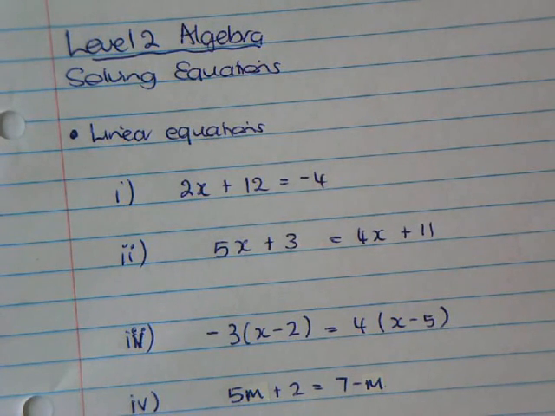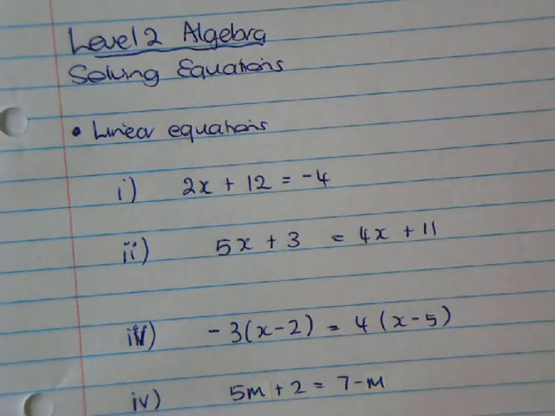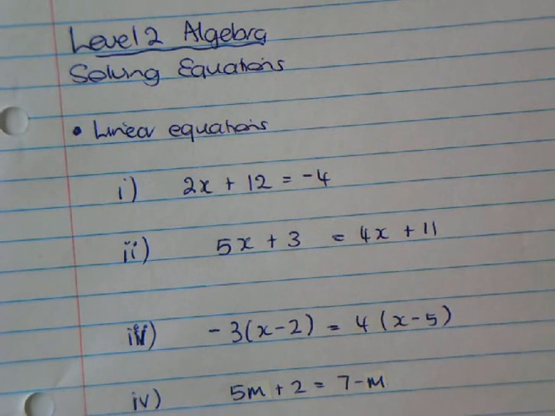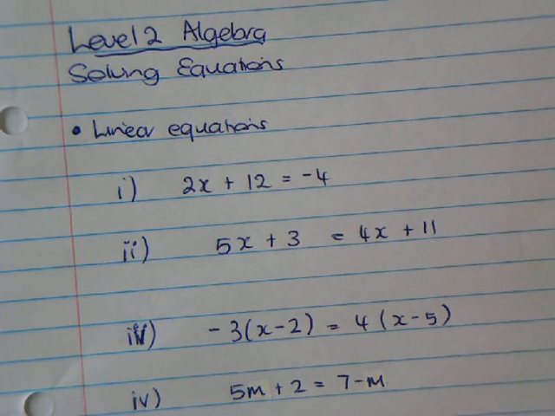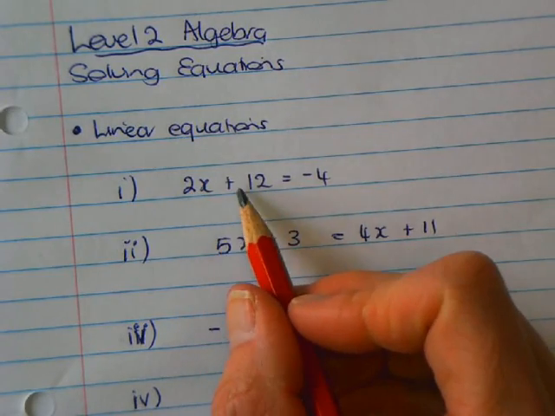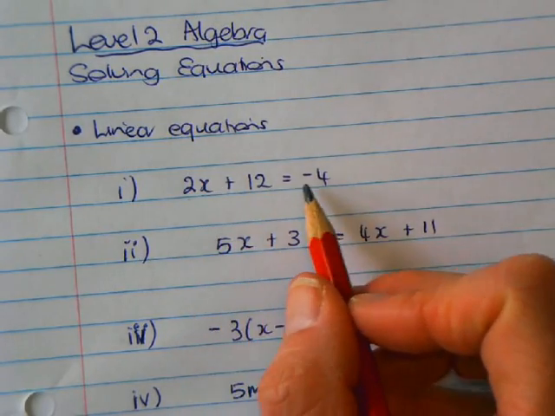Okay, we're going to do some solving equations in algebra level 2, and these are linear equations, so there's no x squared terms in them. The whole idea is to get the x on one side and the numbers on the other. So starting off here, 2 times some number plus 12 equals negative 4.